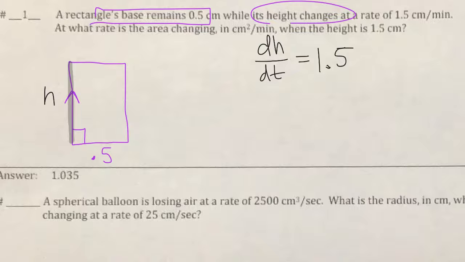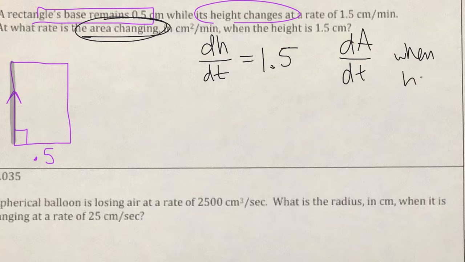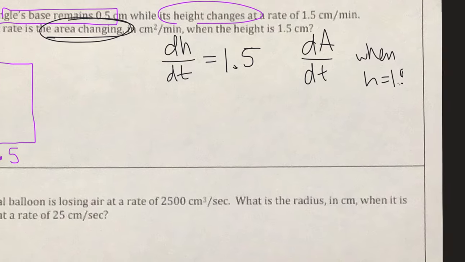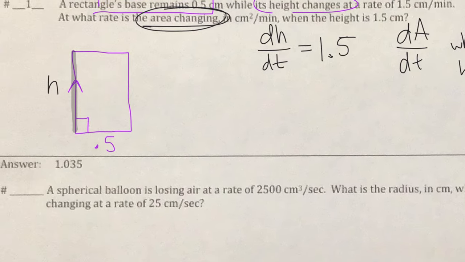Okay, so the question says, at what rate is the area changing when the height is 1.5 centimeters? So we want dA/dt, the change in the area, when h equals 1.5, right? Different than the rate of height changing, but still a valid piece of information. So area for the base of our rectangle is 0.5 times the height, right? The base is always the same, so that's a constant 0.5.